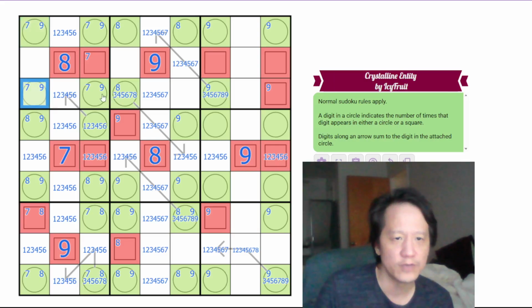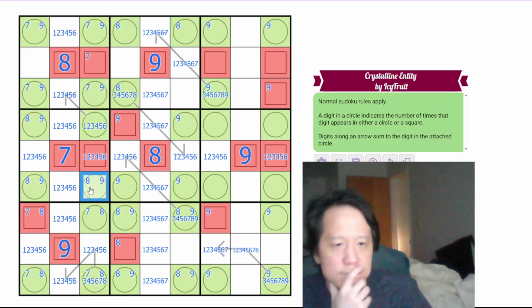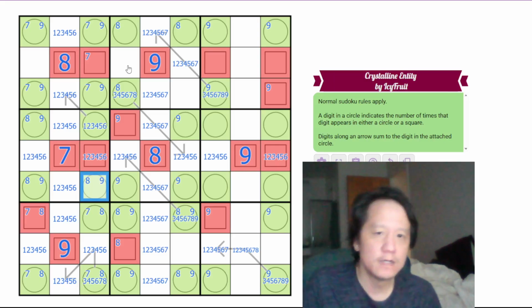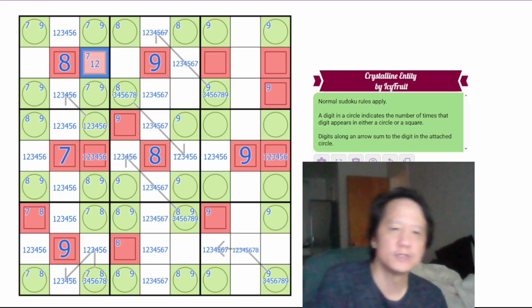9 does still have to be one of these 4, because it must be in a circle or square. We can't have 8 or 9 here because it matches that digit there. 8 or 9 could be any of these circles or squares. These digits are 1 through 7.